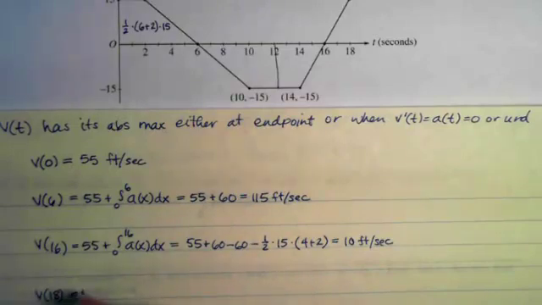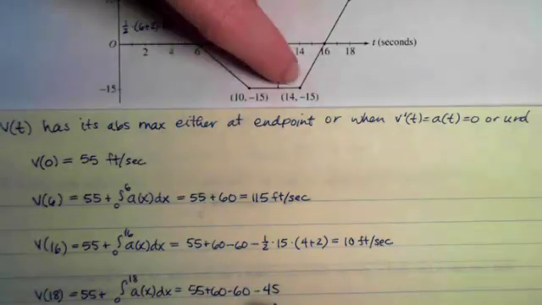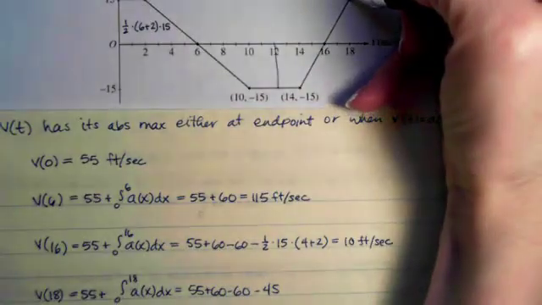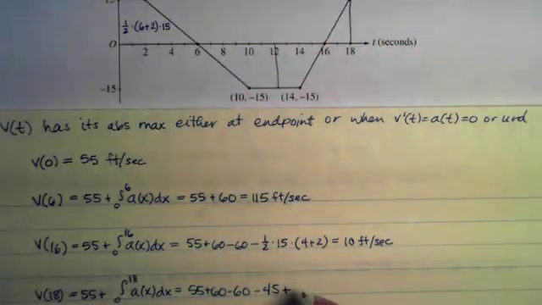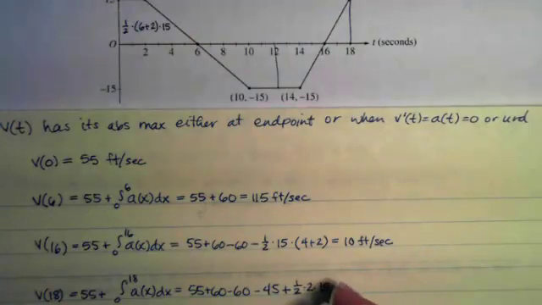And then I'll scoot up just a little bit here, see if we can squeeze in that 18. That one will be 55 plus the accumulation from 0 to 18, which will be the 55 plus the 60 minus the 60 minus the 45 that we accumulated here. And we're going to get a triangle, which is above the x-axis, so we'll add 1/2 the base, which is 2, and the height, which is 15, so we end up with 25 feet per second.